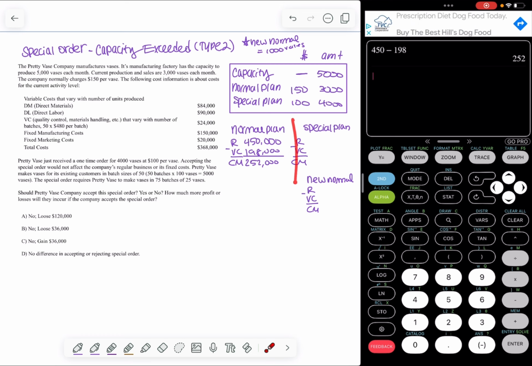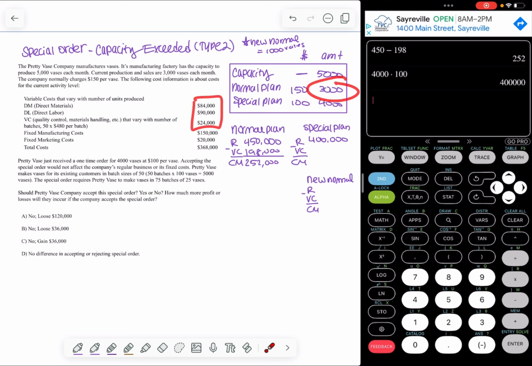Great. That's it. Now we're going to focus on what happens if we do accept the order. We're going to have revenues of 4,000 vases times $100 each. That's going to be $400,000. And then our variable costs, well, that's a little different because these variable costs are based on the normal amount of units sold. But our special plan requires 4,000 units sold. So what we're going to have to do is find the variable cost per unit, so we could just multiply by 4,000.